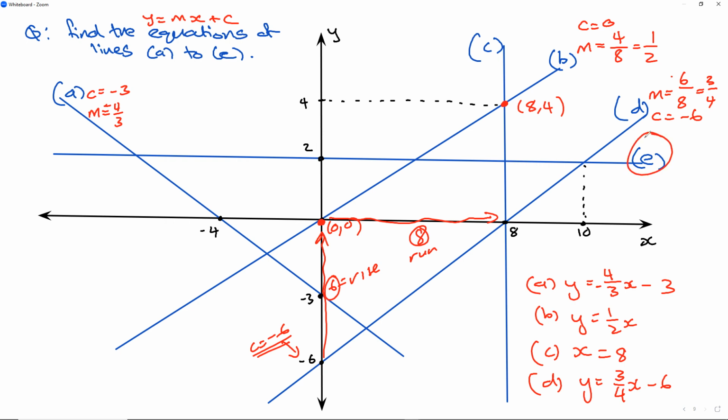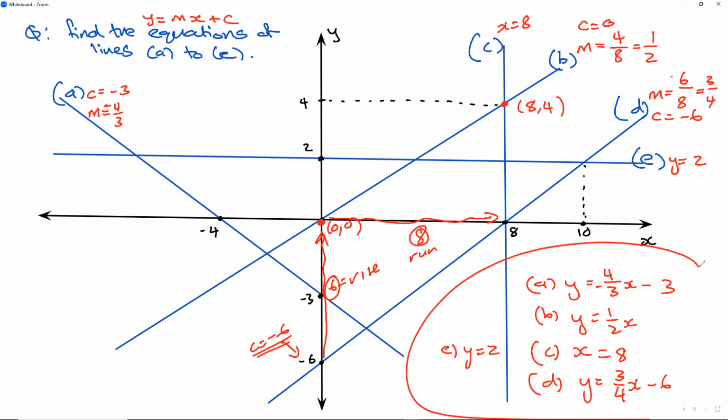And then E is a horizontal line that's running through 2. Every single point on this line has y equal to 2. That's the line. Remember, this was x equals 8. This is y equals 2. So your answer for E is y equals 2. And that's all the different straight lines.